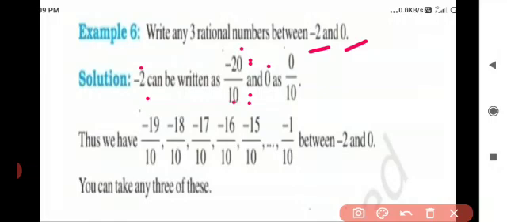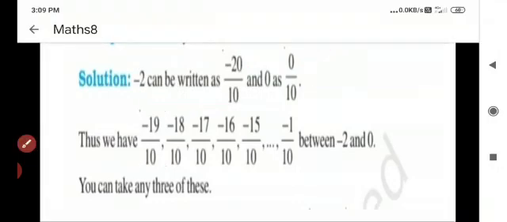And also 0 can be written as 0 by 10. 0 by 10, the answer is 0. Thus we have minus 19 by 10, minus 18 by 10, minus 17 by 10 and so on. So you can write these between minus 2 and 0. You can take any three of these.